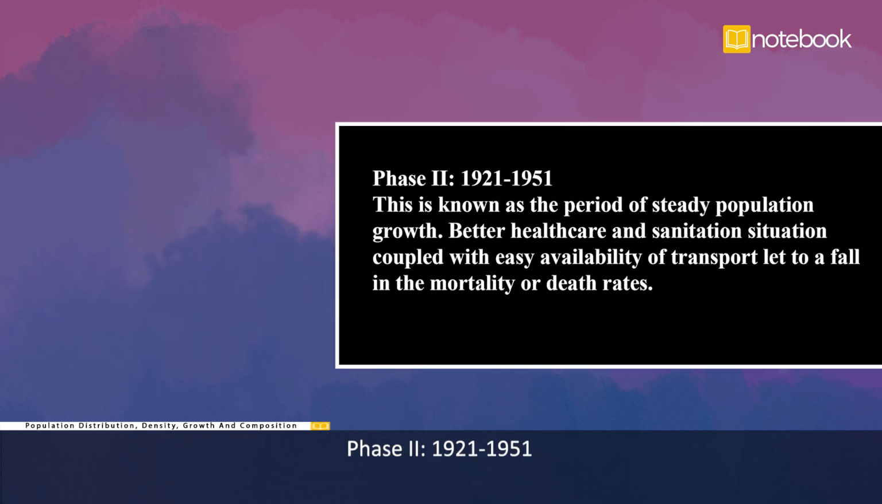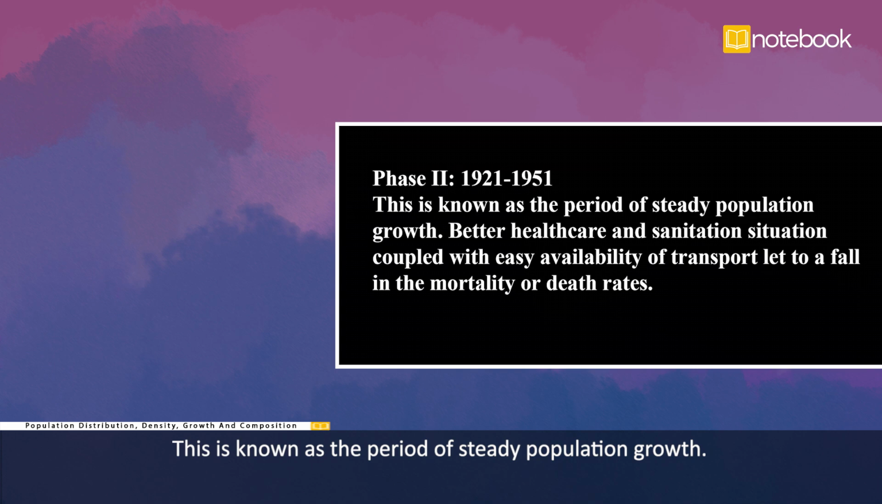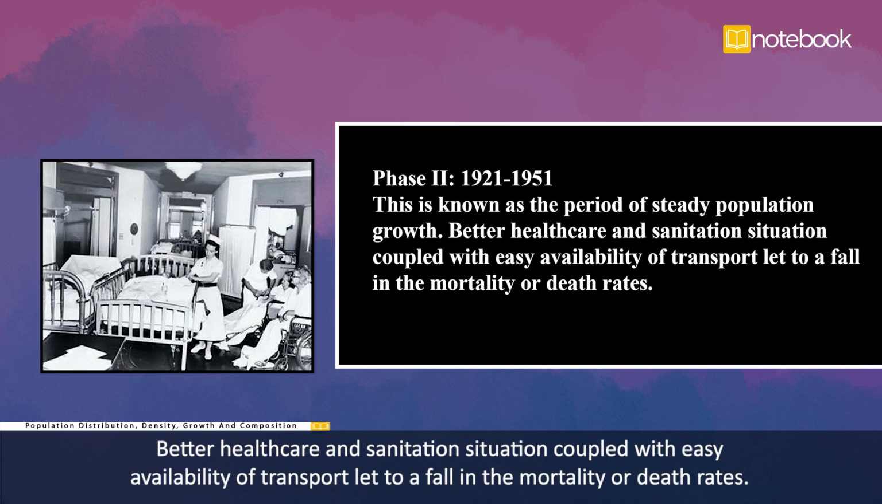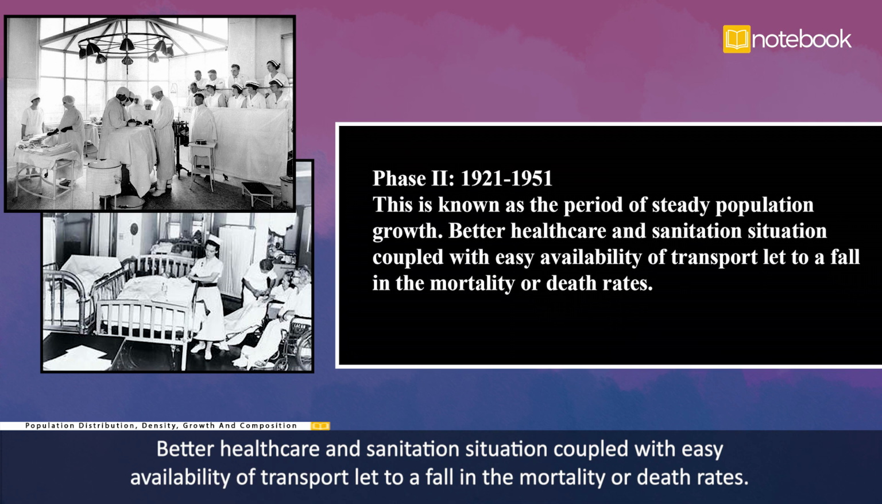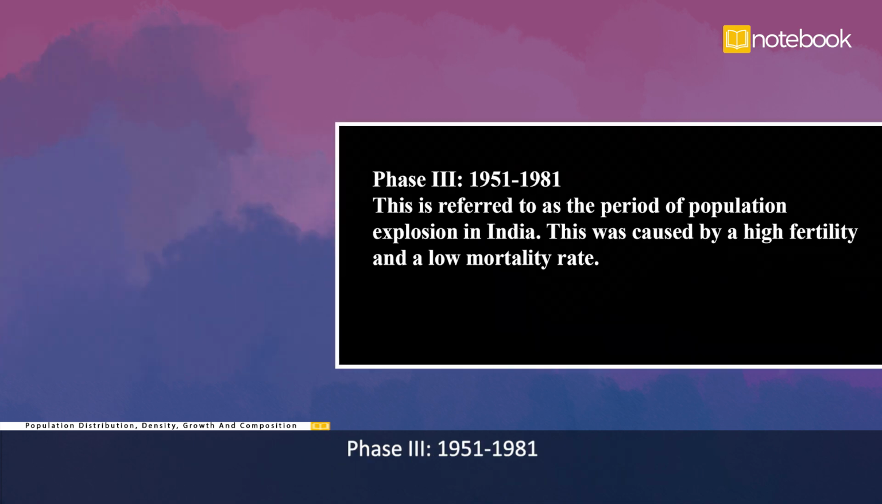Phase 2, 1921 to 1951. This is known as the period of steady population growth. Better healthcare and sanitation situation, coupled with easy availability of transport, led to a fall in the mortality or death rates.